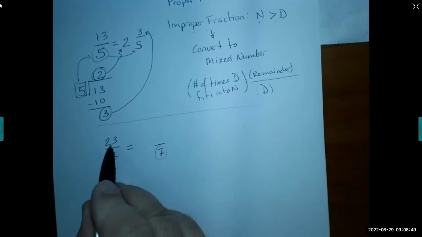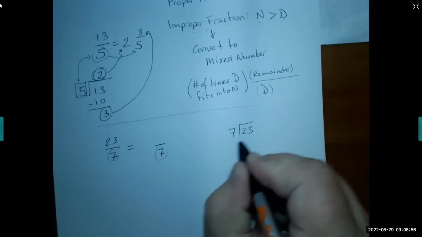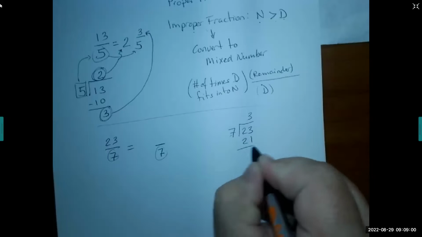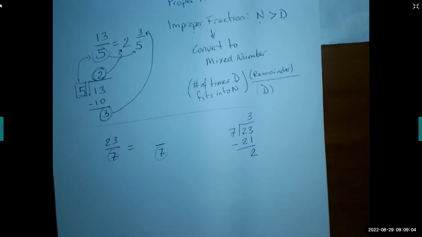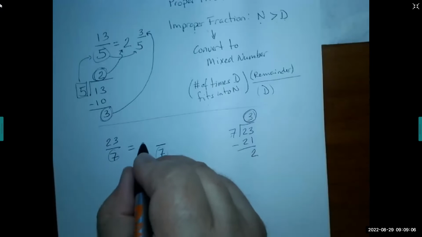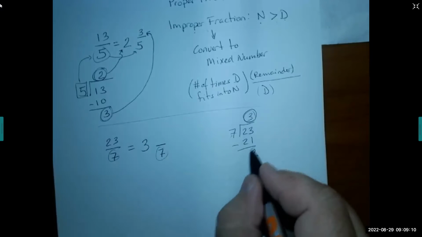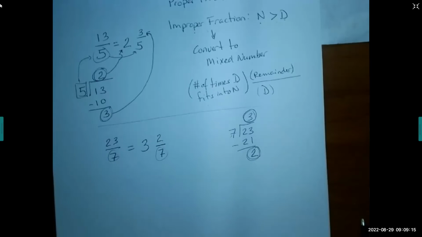How many times is 7 going into 23? 7, 3 times. 3 times 7 is 21. So this top number is my coefficient. This number here is my remainder.